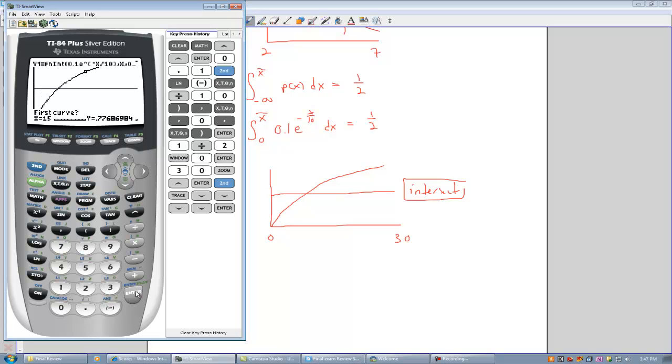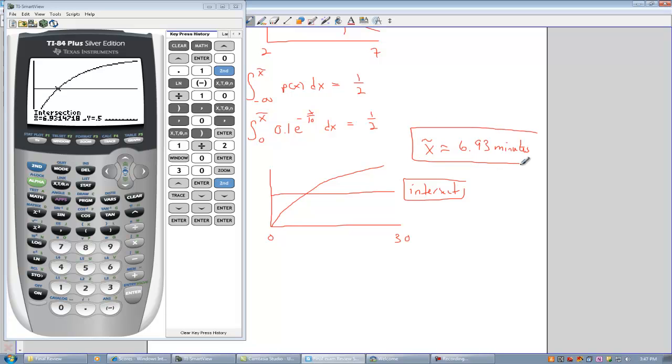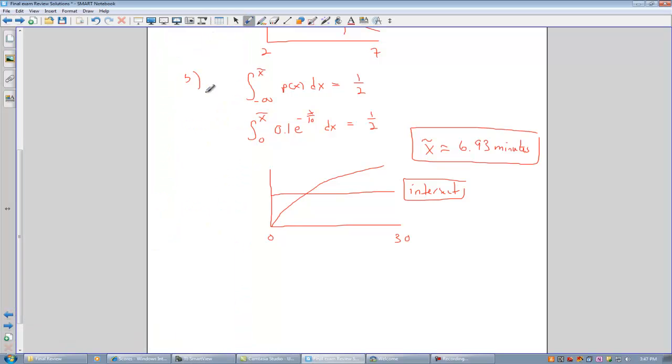Hit enter, and it's going to walk you through some questions, but you can just hit enter 3 times. First curve, yes. Second curve, sure. Guess, that's close enough. And it's going to spit out the answer. So in this case, I'm going to find x tilde to be approximately, rounding to 2 decimal places, 6.93, and this is in minutes. So my median wait time would be 6.93 minutes.